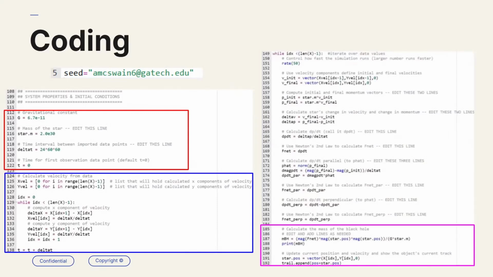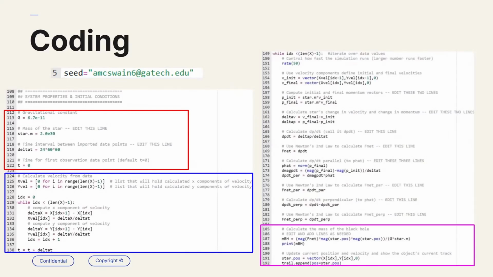And then on the right is the important part, where it's mostly split up. The bottom part is most important, but from top to bottom, we have the initial and final velocities and their equations. We have p equals mv, defining p initial and p final. We have the change in velocity and momentum via delta v and delta p. We were able to find dp over dt, which equals delta p divided by delta t.